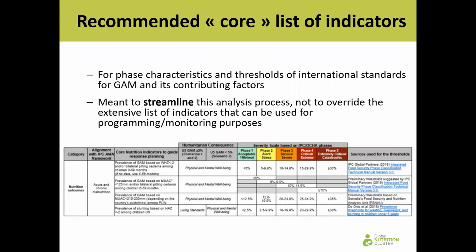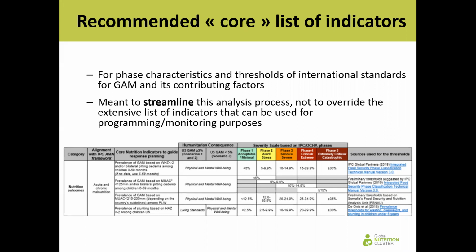In terms of the core list of indicators, as I mentioned, we have a number of indicators that we're putting forward as recommended, really to streamline this analysis process, but not to override the extensive list of indicators that can be used for nutrition programming or monitoring purposes. In this list, we are primarily focusing on the nutrition outcomes, or those that are nutrition specific, looking at IYCF, infant and young child feeding practices. All of those that we're putting forward in our sectoral analysis are the same ones aligned with the JIAF intersectoral analysis.